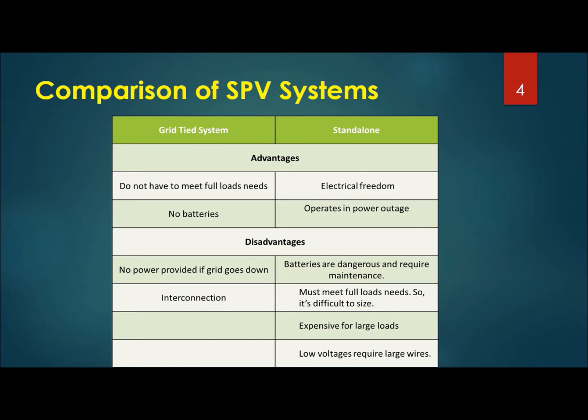Now the comparison of SPV systems. You can see the advantages and limitations of grid tied and standalone solar photovoltaic systems, which will be modified by the next design of solar photovoltaic system, known as the hybrid solar photovoltaic system. It can be a combination of conventional, non-conventional and any other type of energy combined with solar energy to produce electricity. Here are the advantages and disadvantages of the grid tied systems and standalone systems in this slide.